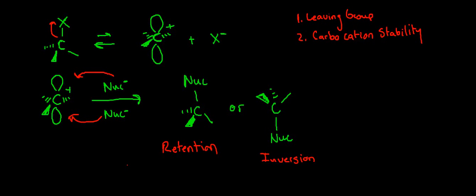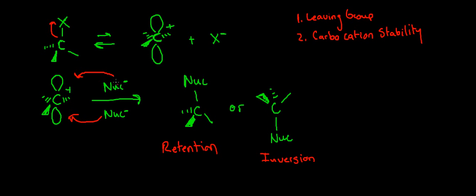SN1, substitution nucleophilic unimolecular, first order essentially. Here's the basic setup of the reaction. A leaving group takes a pair of electrons with it, creating a carbocation, and whatever the leaving group happens to be. It could be a water, it could be a halide, it could be a whole host of things.